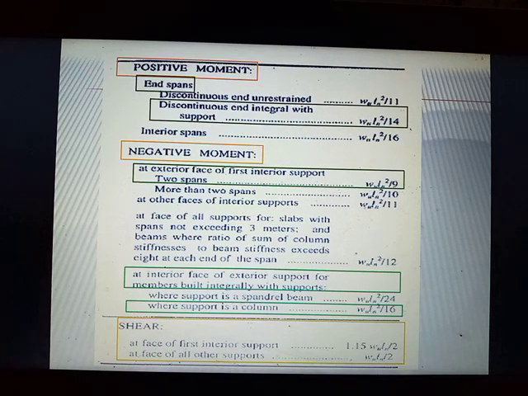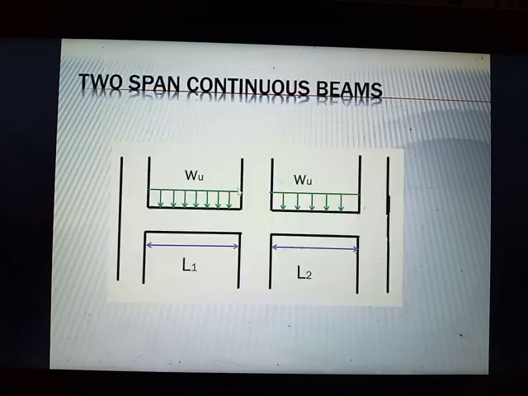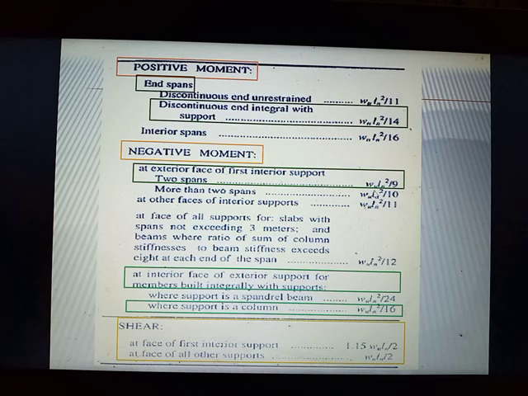For a negative moment at the exterior face of the first interior support, since we have two spans, we will use Wu Ln squared over 9. And then at the interior face of the exterior support, for members built integrally with supports, since the support is a column, we will use Wu Ln squared over 16.